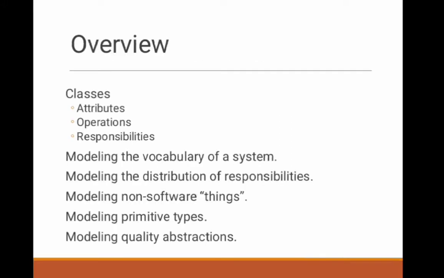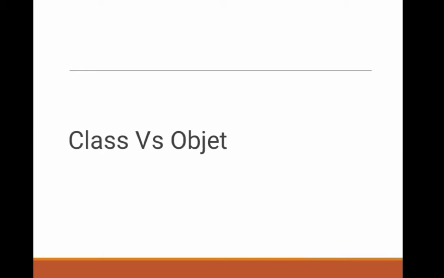In this chapter, we will see contents like what is meant by classes, how we can create an attribute, operation, and what are the responsibilities which are included in their classes. The next topics are the vocabulary of the system, distribution of responsibilities, non-software things, primitive types, and quality abstractions. Now, we will see one by one, classes versus object.